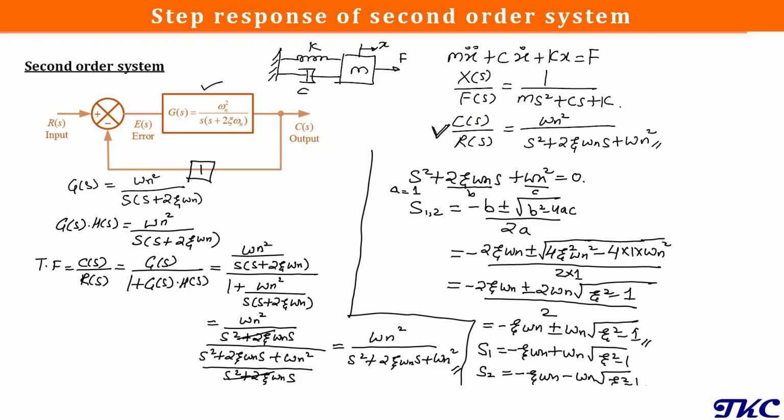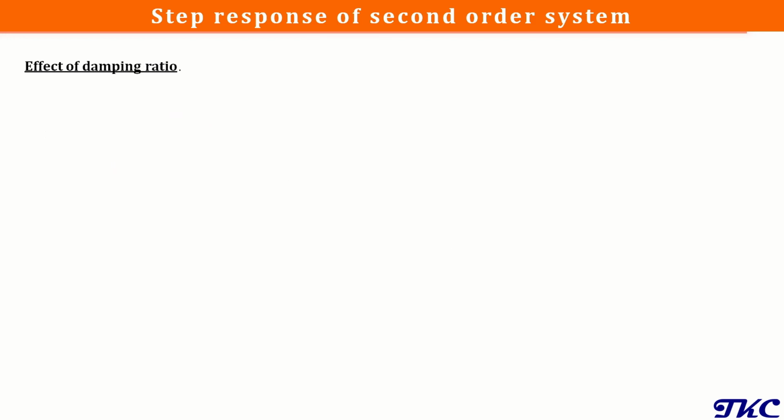So now further we can discuss based on the value of zeta, that is damping ratio, how system is going to behave. So now we'll discuss the effect of damping ratio on the performance of second order system. But before that, let me write the value of S1 and S2 here. S1 we got as minus zeta omega n plus omega n under root of zeta square minus 1, and S2 we got as minus zeta omega n minus omega n under root of zeta square minus 1. So we got these two values. Now let's see when we change the value of zeta, how the roots are going to change, and based on that we'll see how system is going to behave.